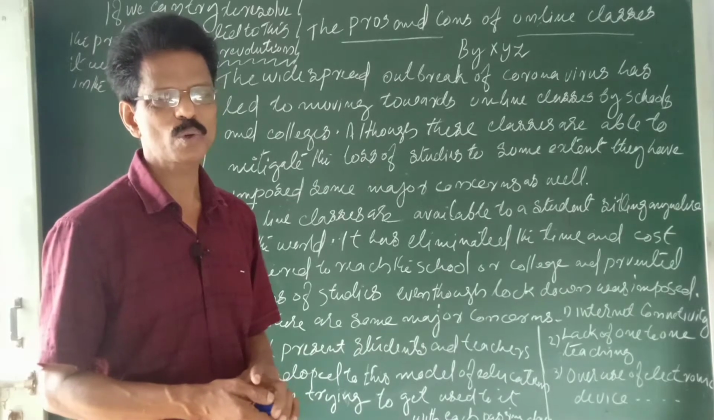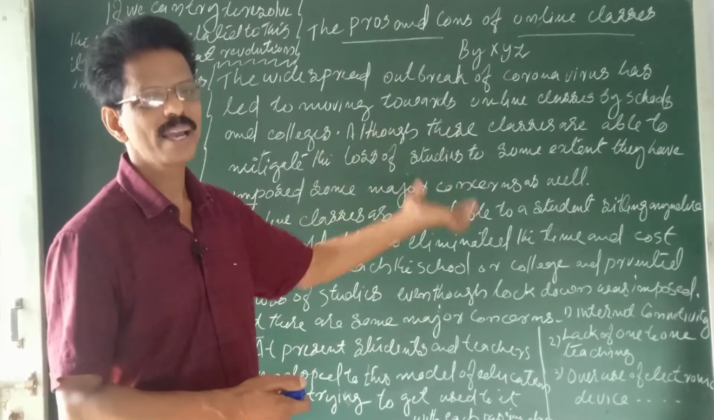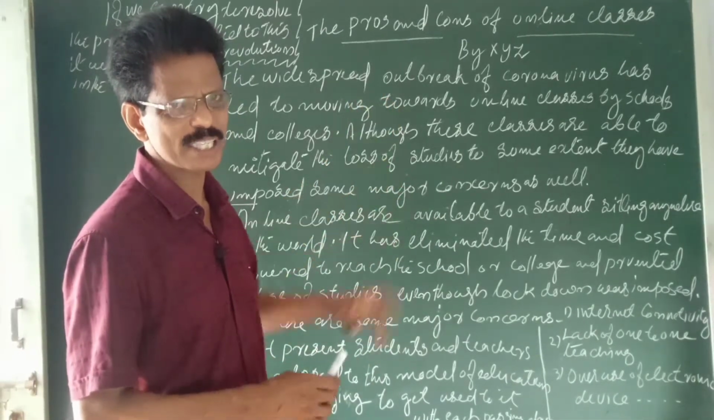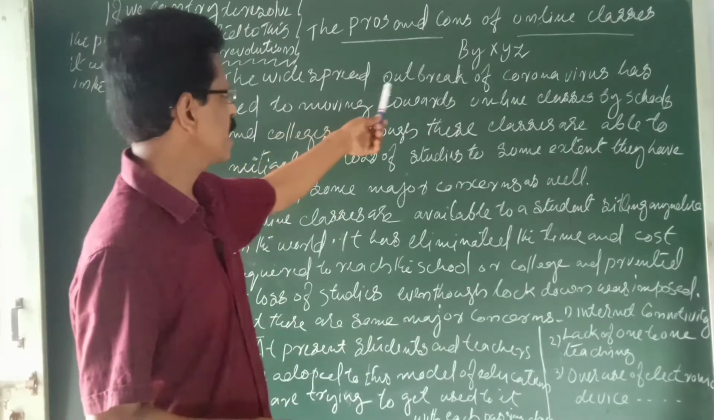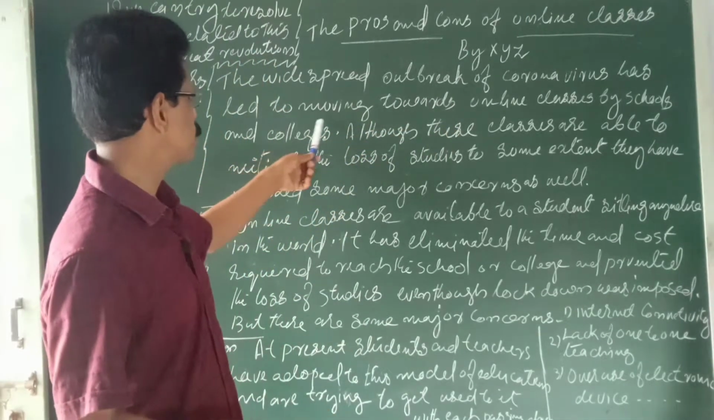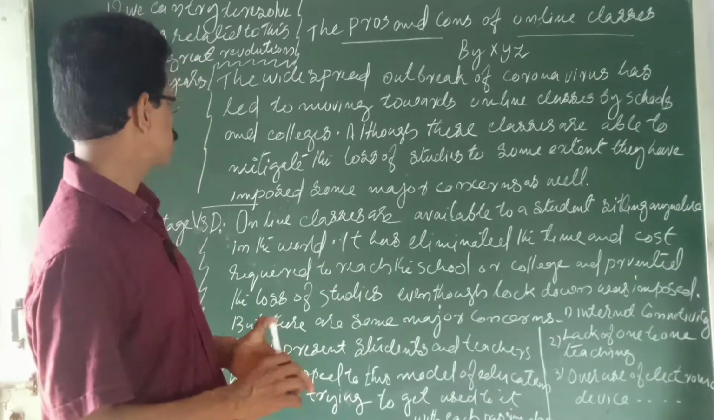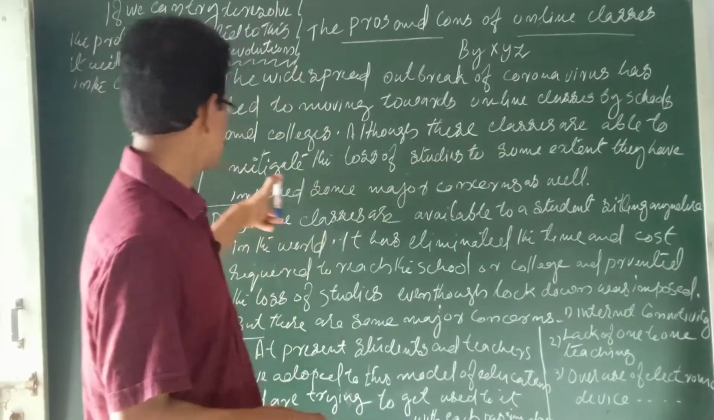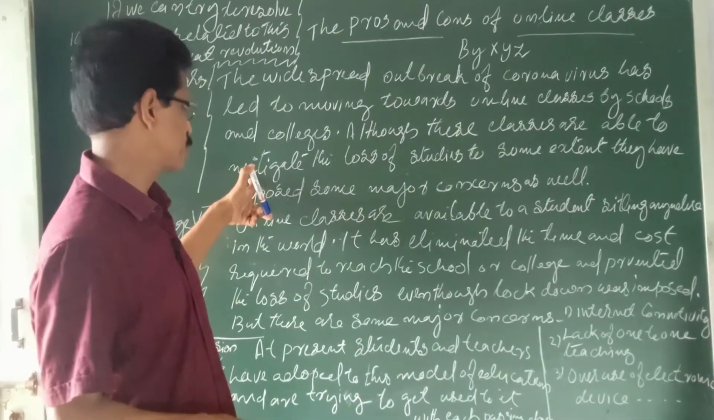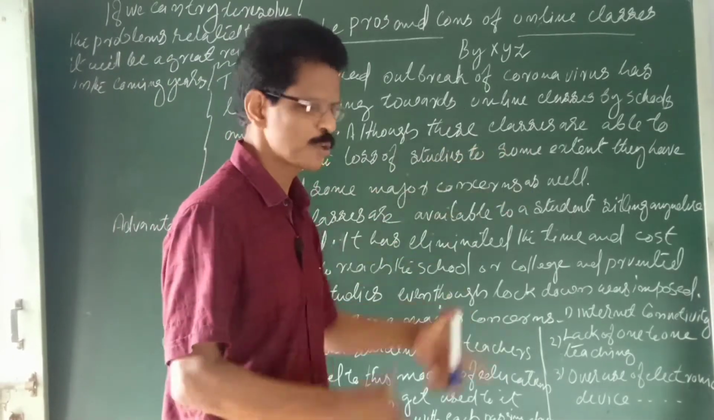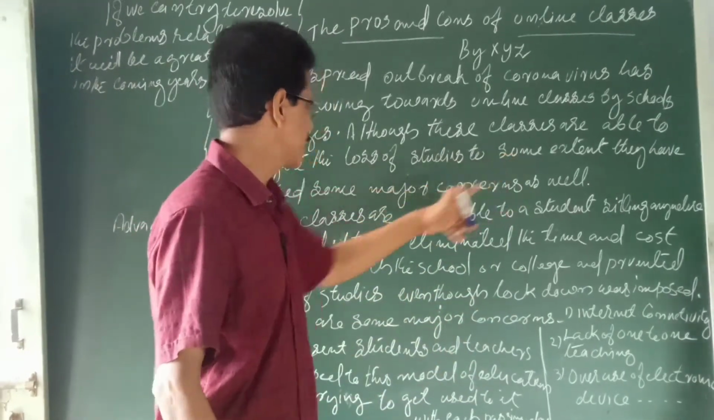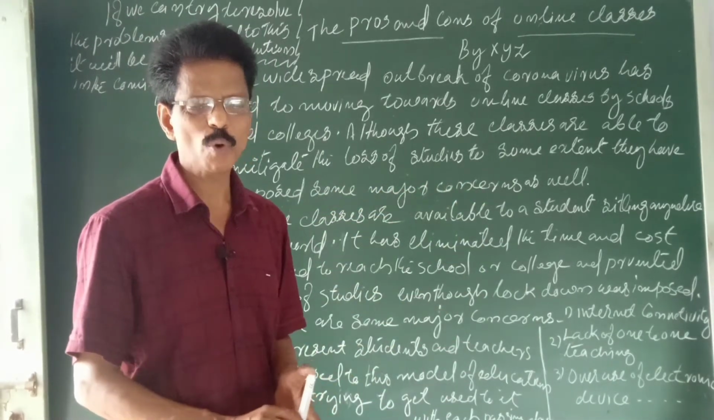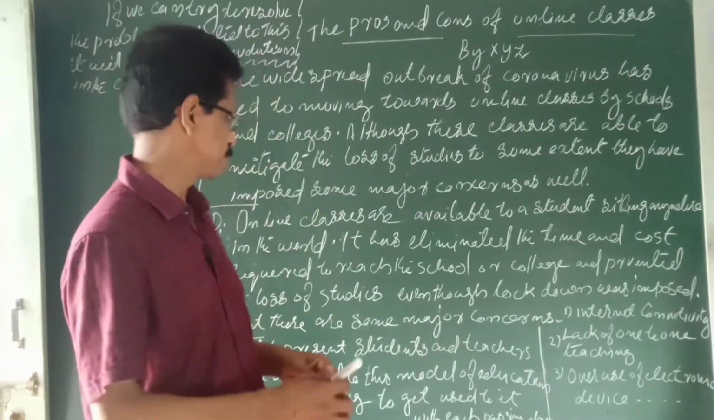So we have already seen how to write the introduction. The topic matter is explained or discussed in a nutshell. What is the theme? What is the topic? Subject matter is explained. See, once again, the widespread outbreak of coronavirus has led to moving towards online classes by schools and colleges. Although these classes are able to mitigate or reduce the loss of studies to some extent, they have imposed some major concerns as well.